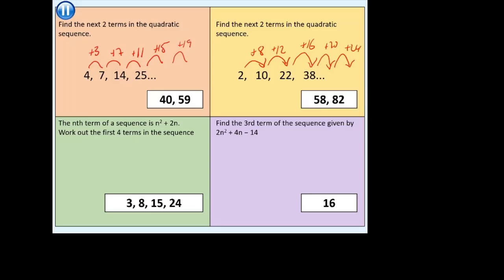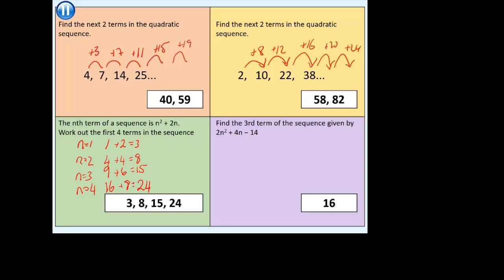For these, you need to substitute in each time. So if I do n is 1, 1 squared is 1 plus 2n, which is 2, gives us 3. N is 2, 2 squared is 4, 2 times 2 is also 4, 8. N is 3, 3 squared is 9, 2 times 3 is 6, you get 15, and n is 4, 4 squared is 16, plus 2 times 4, which is 8, gets you 24.